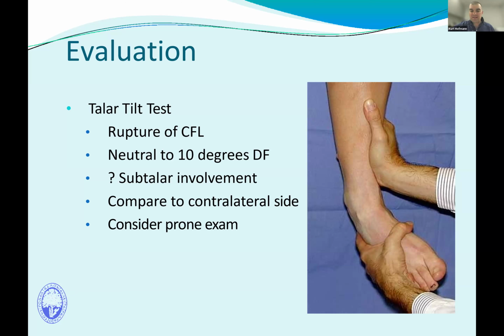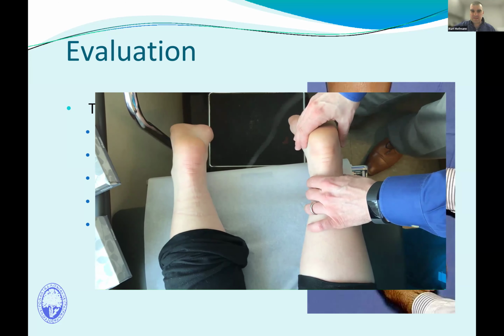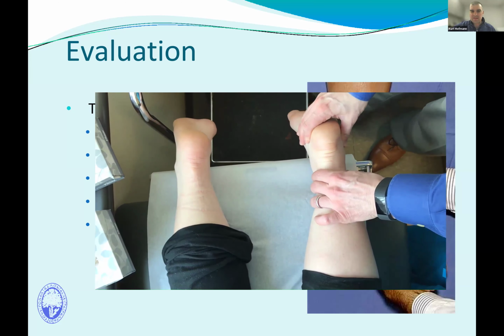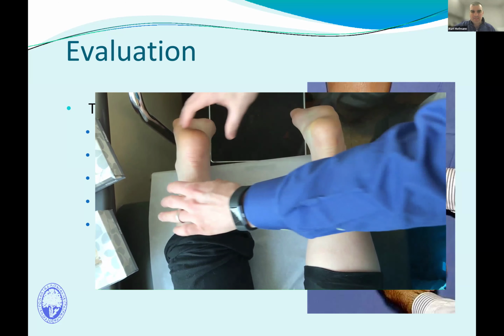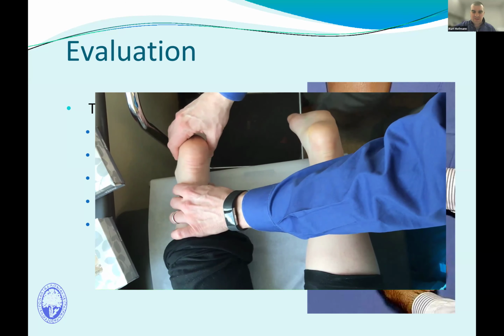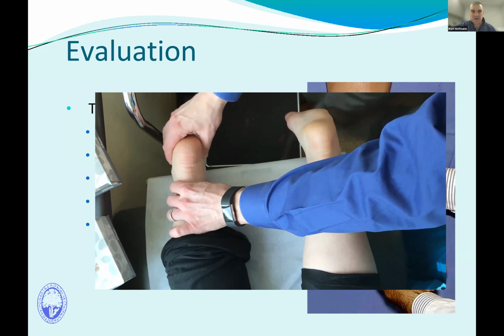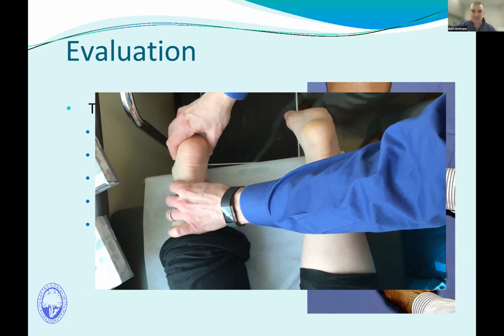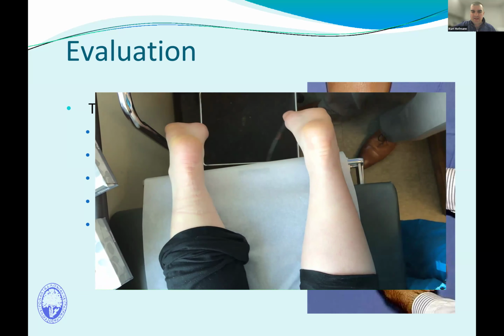So in a way, you want to be able to isolate the subtalar joint to also specifically look at the CFL. One good way of doing that is with the talar tilt test. The second good way is with this prone test here. This is the non-injured side on the left, the injured side on the right. I'll play this again so you can look at the translation of that subtalar joint. My hands are stabilizing the ankle and basically moving the calcaneus itself.